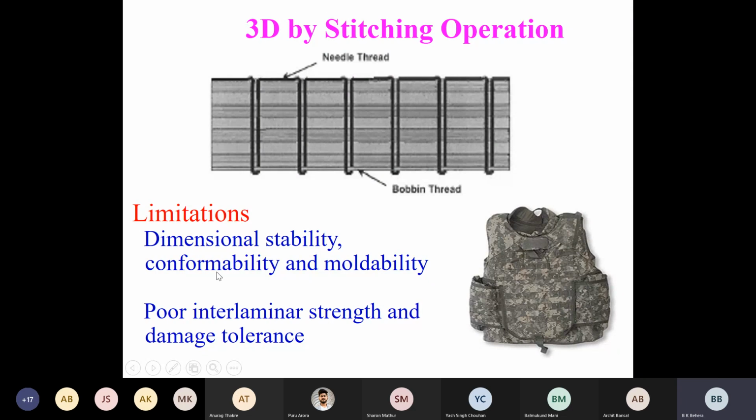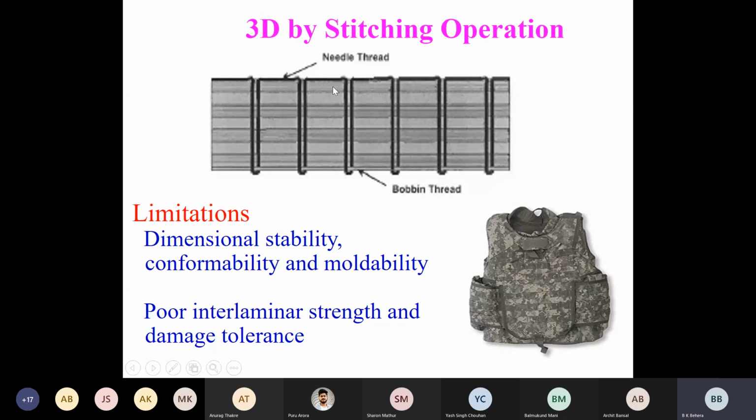But question is, that is only one application. If you go to proper application of 3D fabric, for which we produce composite material, and if you make 3D fabric by this stitching, what is the problem? The problem is written here in 2 points: dimensional stability, conformability, and moldability. These are the terms used in composite processing. First, poor dimensional stability, conformability. It becomes so stiff, it will not take the shape which we want.